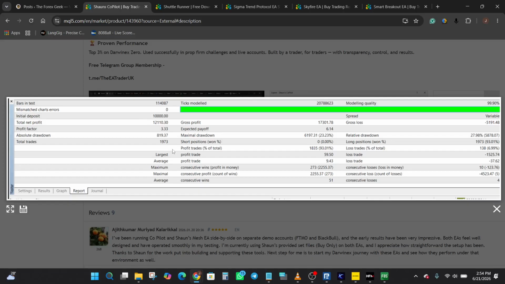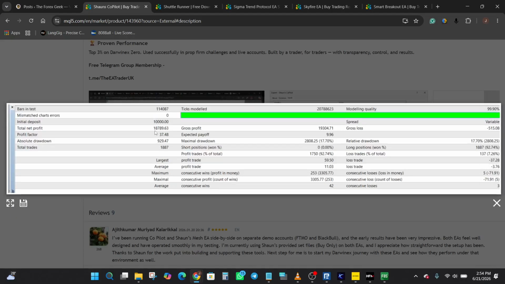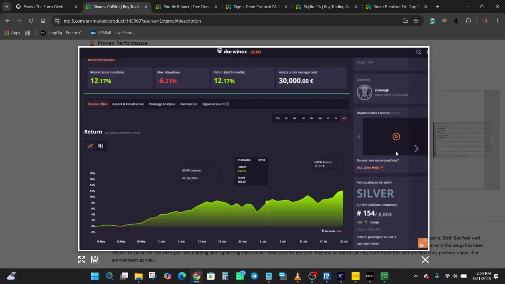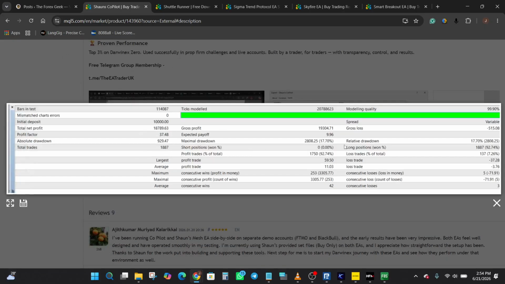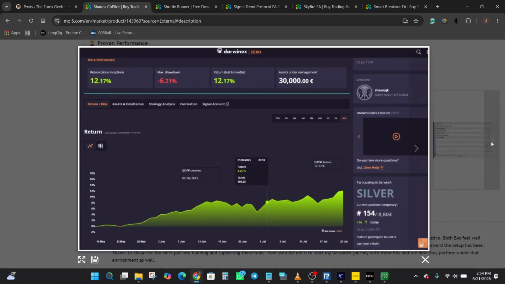$12,110.3 net profit, 1,973 total trades taken, out of which 8,835 were profitable, giving us a 93.01% win rate. And then in this case, we had 18,789.63 net profit with a 92.74% win rate, right? But the duration for the backtest didn't seem to be mentioned, right? I wanted to know the duration for the backtesting.